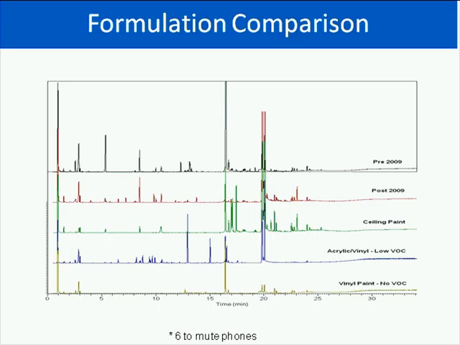The ceiling paint, you can see a difference in the formulation right in this area here where it has additional compounds. And then when comparing the pre-2009 with the post-2009 paint, you'll see that this peak here has drastically decreased, and this solvent here is lower.